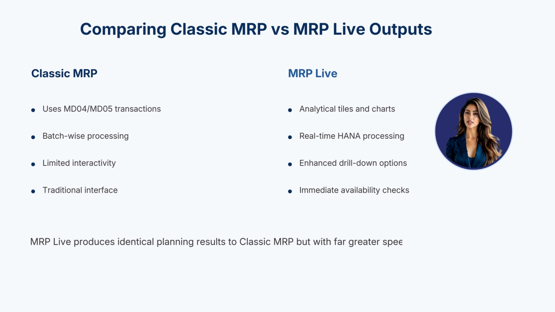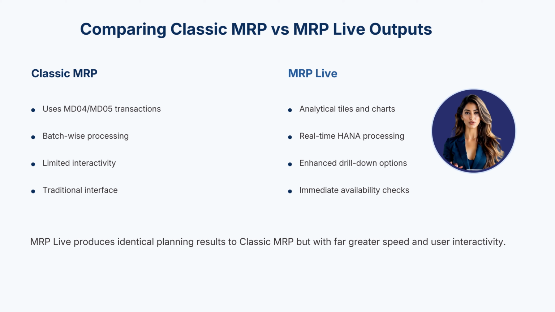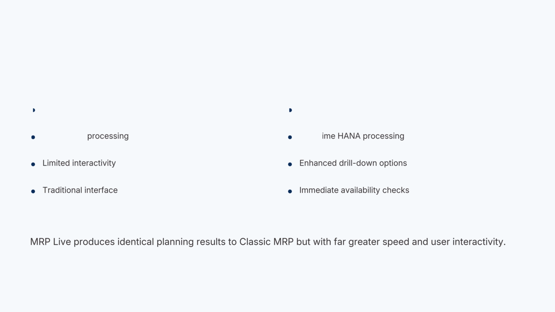Comparing Classic MRP versus MRP Live outputs. Both Classic MRP and MRP Live generate the same planning proposals, but MRP Live delivers instant results through HANA. While Classic MRP uses ABAP-based background processing, MRP Live integrates analytics and drill-down features natively in Fiori. This shift represents SAP's move from batch-oriented to real-time, insight-driven planning.